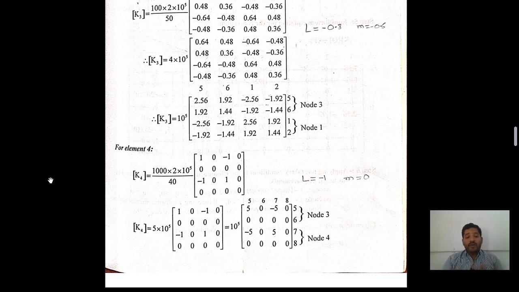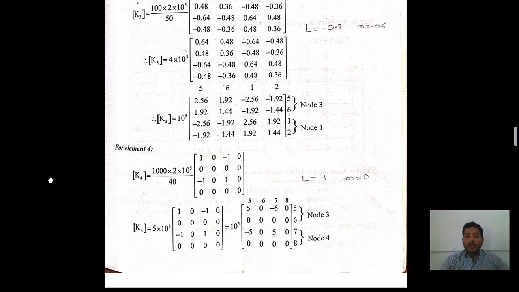Again the same procedure we need to follow for element number 4. For element number 4 the formula is K4 = A4E4/L4. So how much is the area? 100, not 1000 here, it should be 100 only. Clear? 100 into modulus of elasticity, how much is there? 2 into 10 power of 5 by the length L4, how much is there?